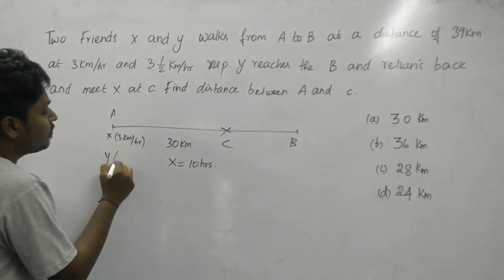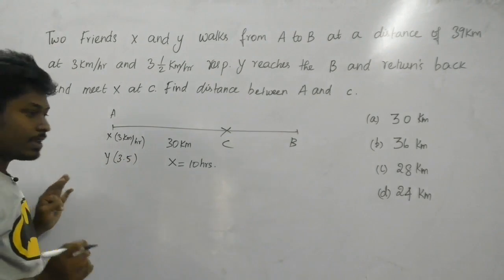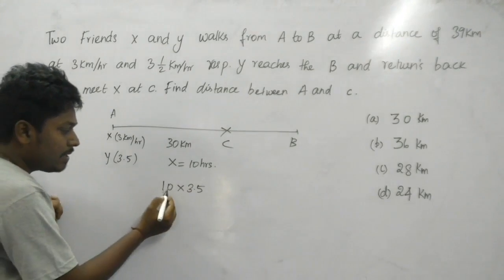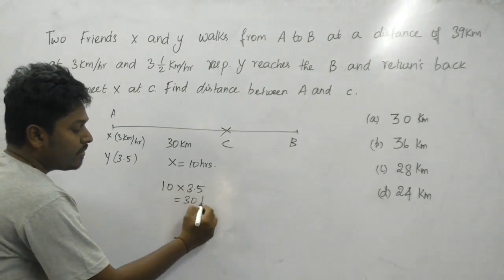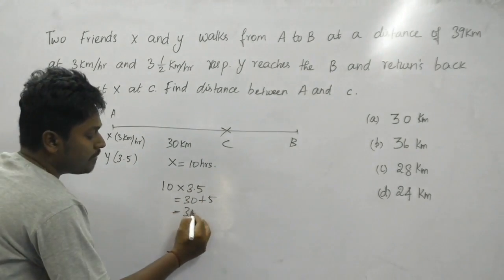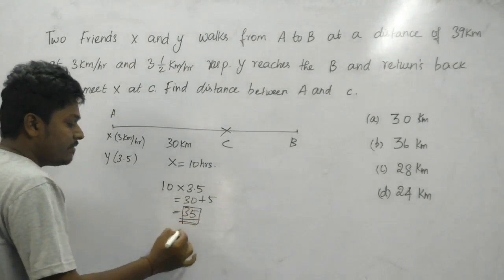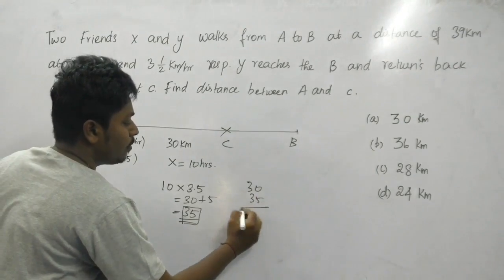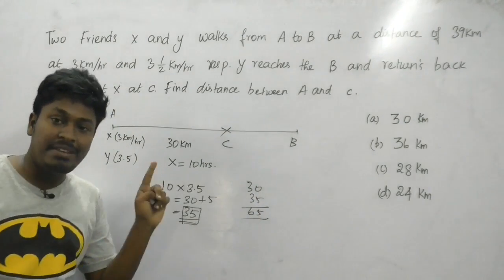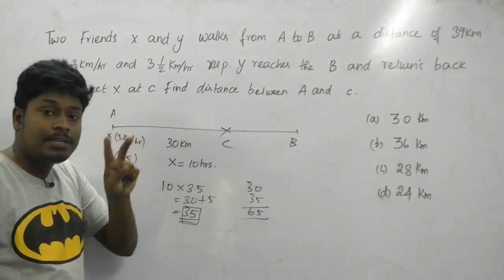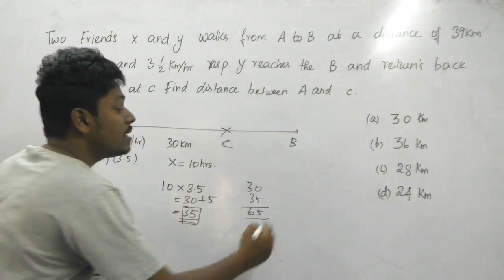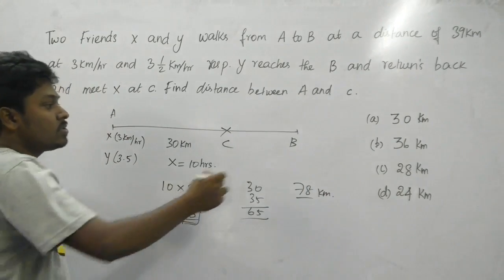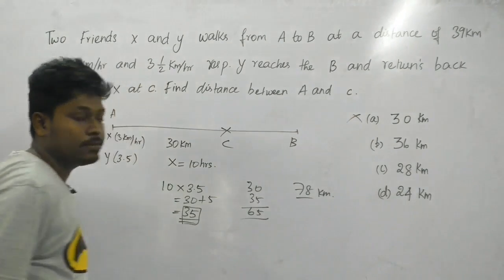See here, what is the speed of y? Which is 3.5. So multiply 10 into 3.5. 10 into 3 is 30, 0.5 is 5, which gives you 35. Here it is 30 kilometers, so 30 plus 35 gives you 65 kilometers. In the previous case, we found that both have covered double the distance. What is double the distance? That is 78 kilometers. So option number 1 gets eliminated.